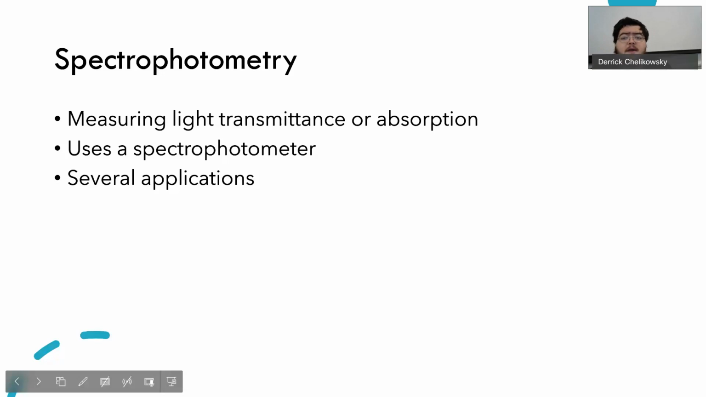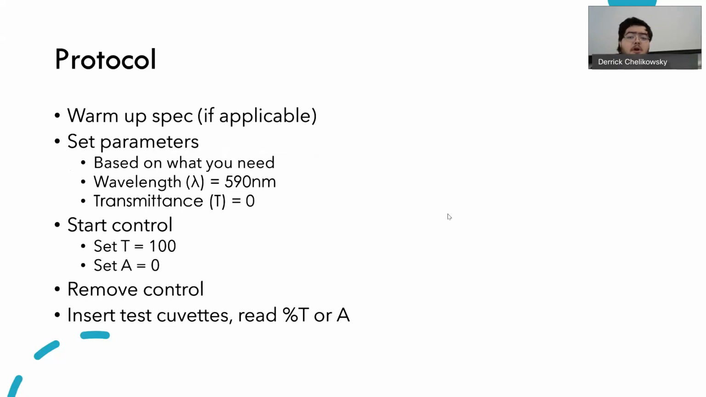So what is spectrophotometry? Spectrophotometry is measuring light transmissions or absorption. It's the use of a spectrophotometer, and it has several applications relating to microbiology. Basic protocol for using a spec: you're going to warm up your spec if applicable. We'll go over why ours are not. Then we want to set parameters. We want to set it based on what you need.